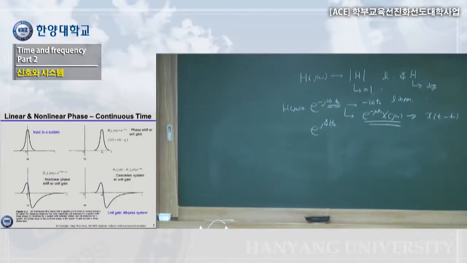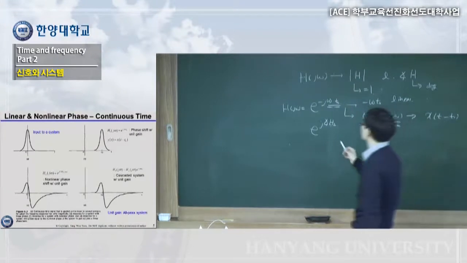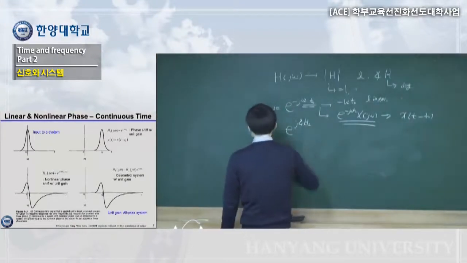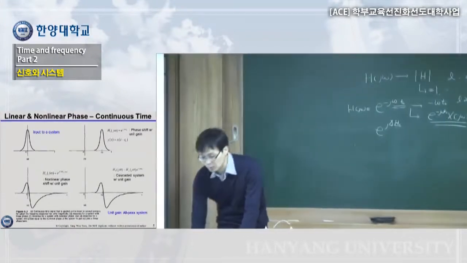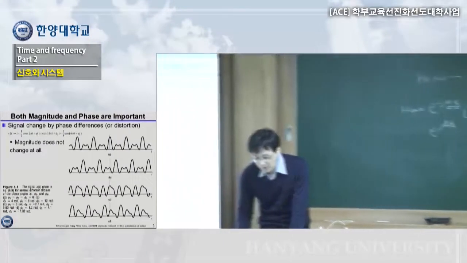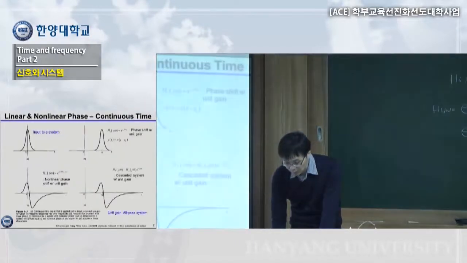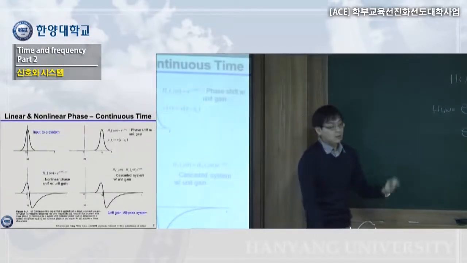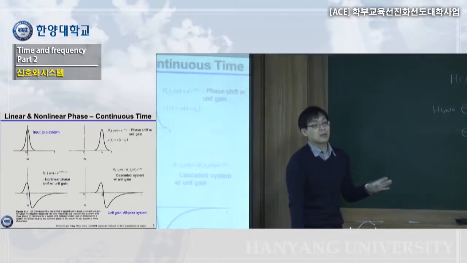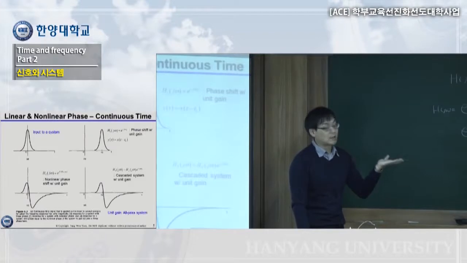So this is another example showing that phase is important, as you can see in the previous example. Phase is very important, not only the amplitude. Also, in case of linear phase, input and output are kind of correlated. But if it is a non-linear phase, then the input and output may not be correlated too much.